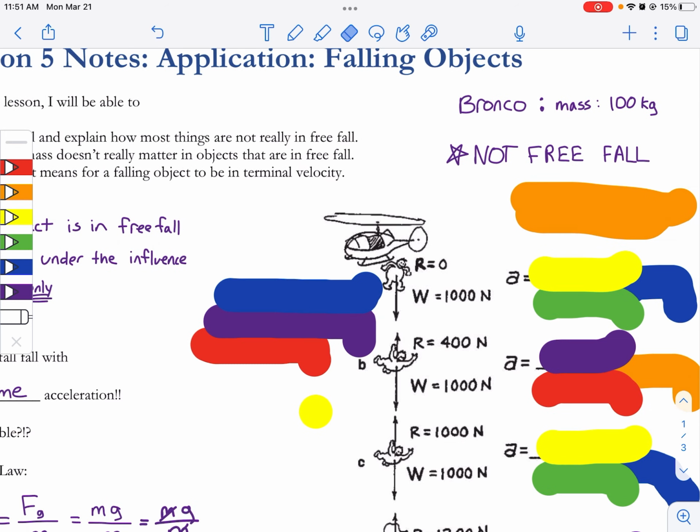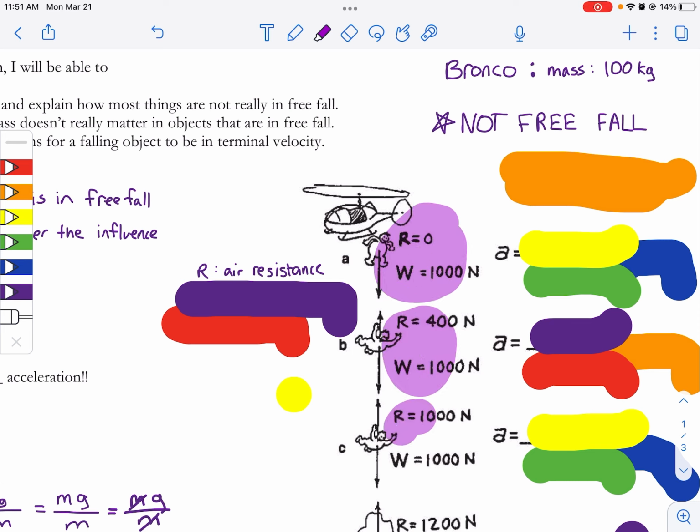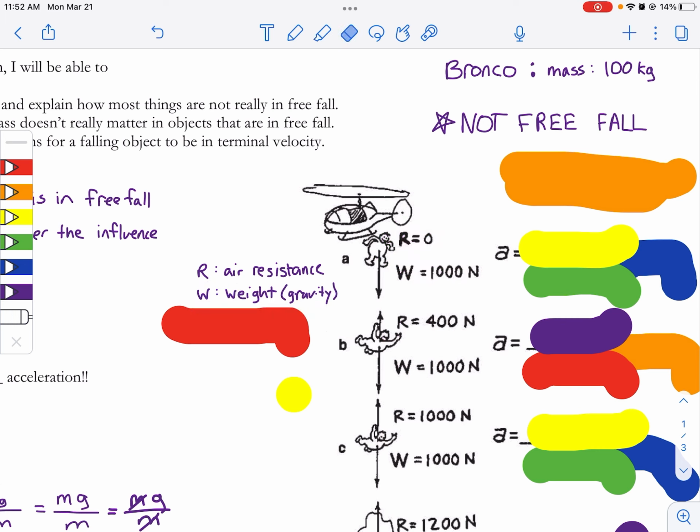So what we're going to do is look at Newton's second law as he falls down. But we've got a couple of extra forces here. We've got air resistance, which is marked with an R. So in every picture, you've got Bronco. Let me circle it for you. You've got Bronco, you've got an R and a W in each of these pictures, okay? So we're going to look at each of those. And you've got a W for the weight. That's the force of gravity. So it's not just gravity on Bronco as he's falling. Well, it is at first because R is 0.